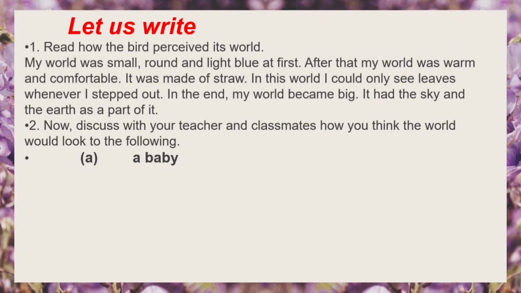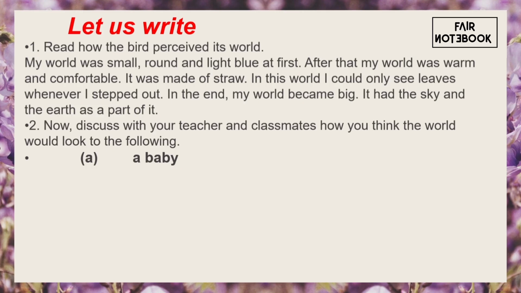Let us write. Read how the bird perceived its world. My world was small, round and light blue at first. After that, my world was warm and comfortable. It was made of straw. In this world, I could only see leaves whenever I stepped out. In the end, my world became big. It had the sky and the earth as a part of it.